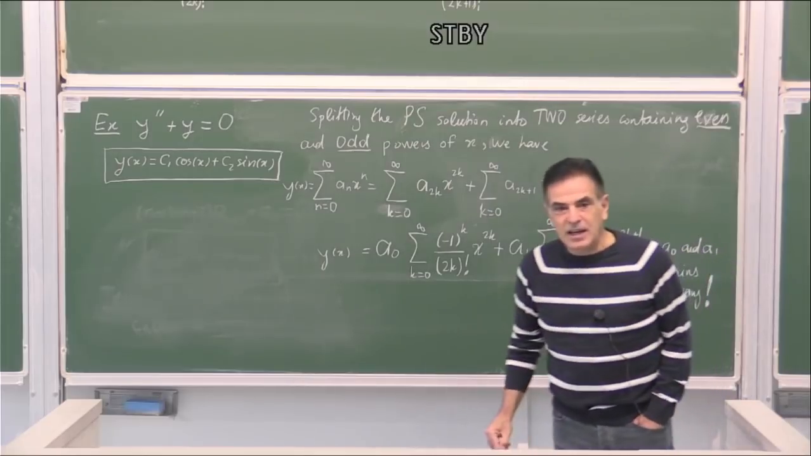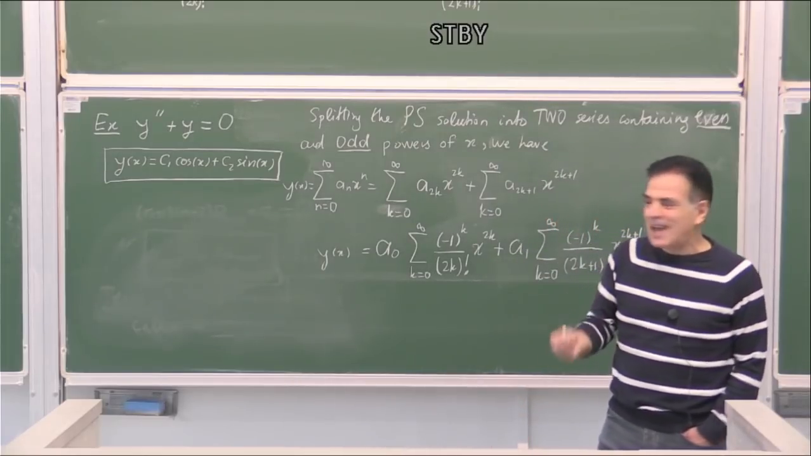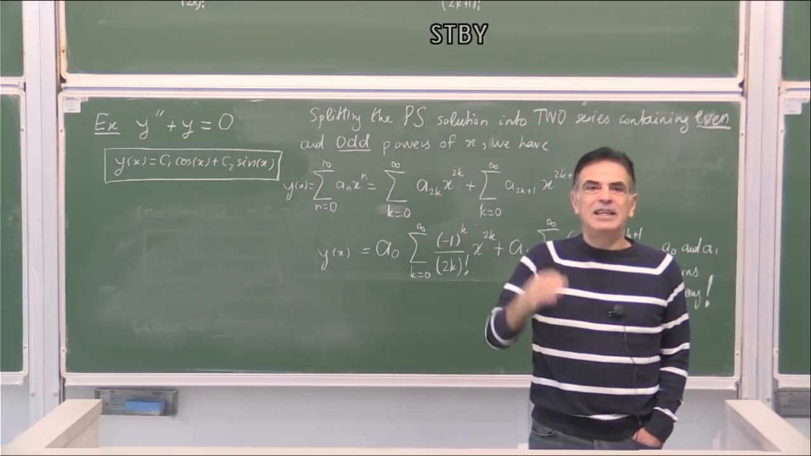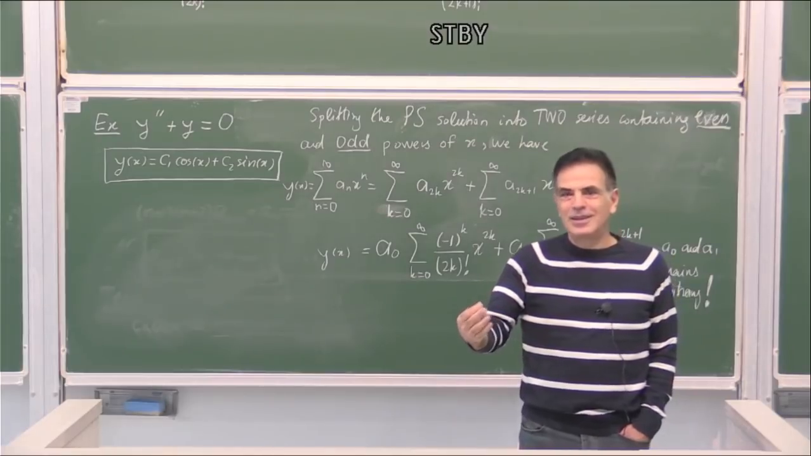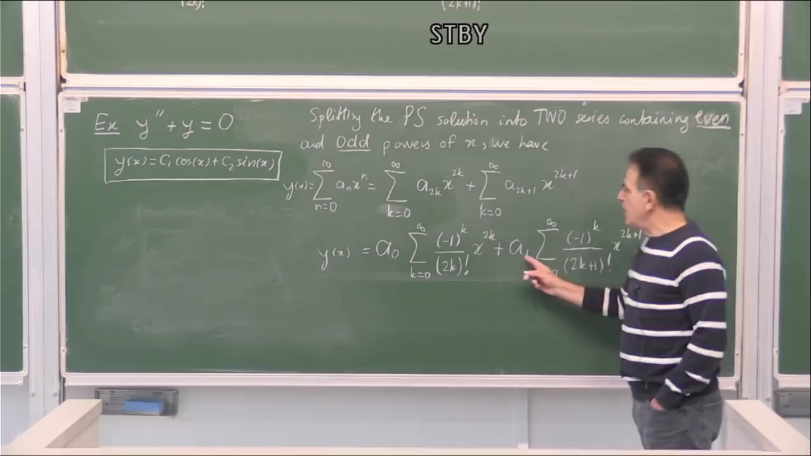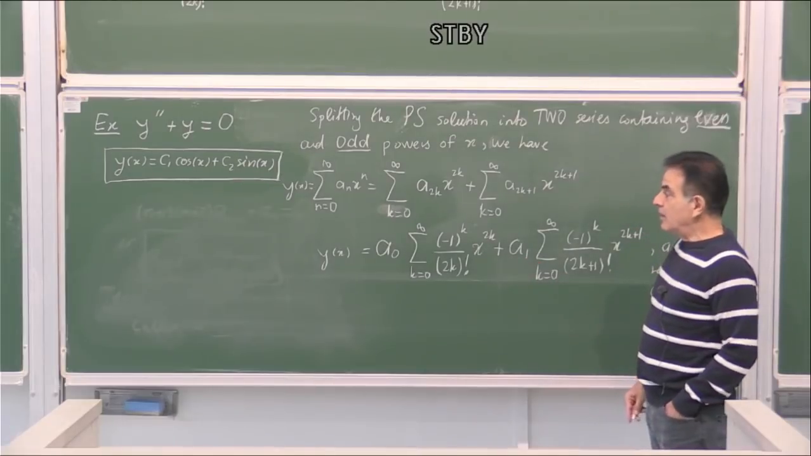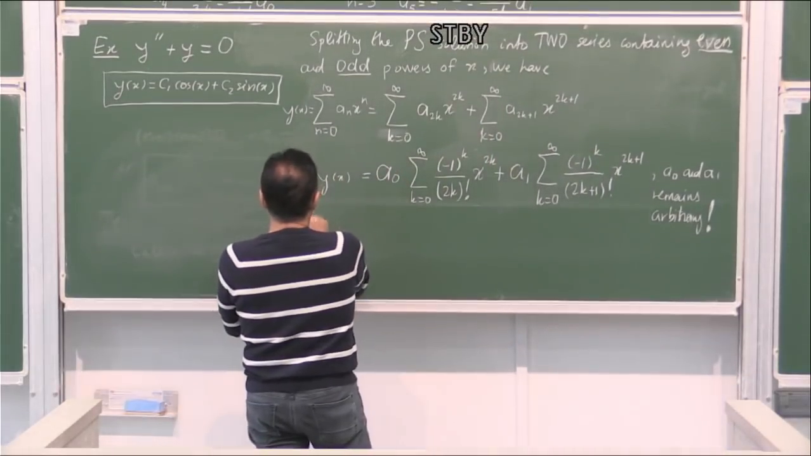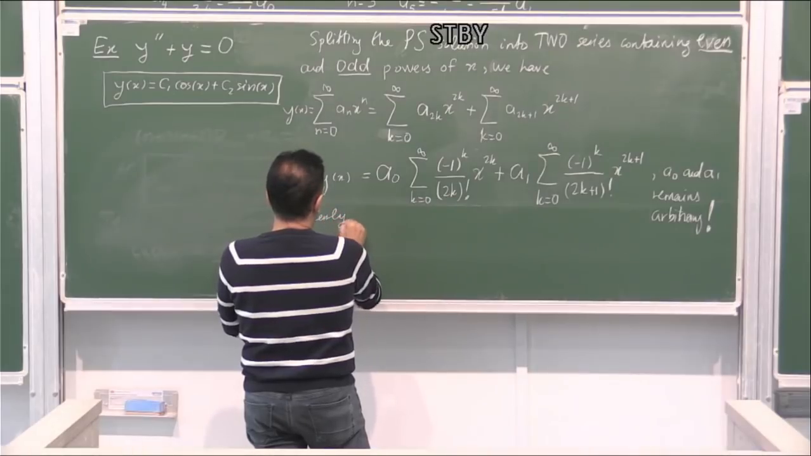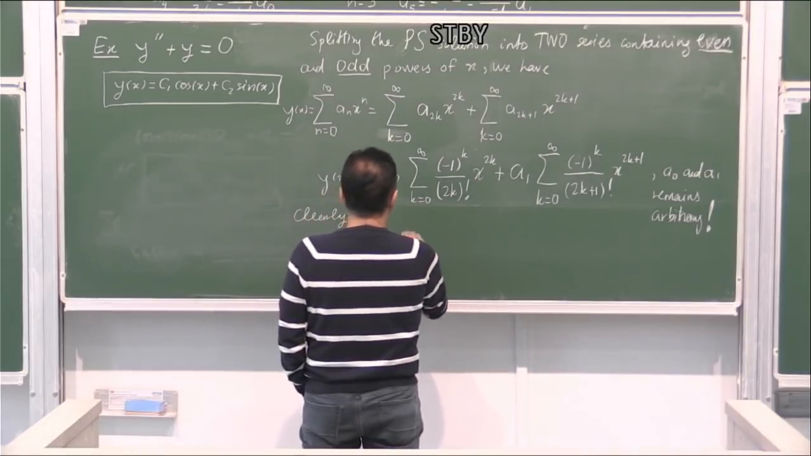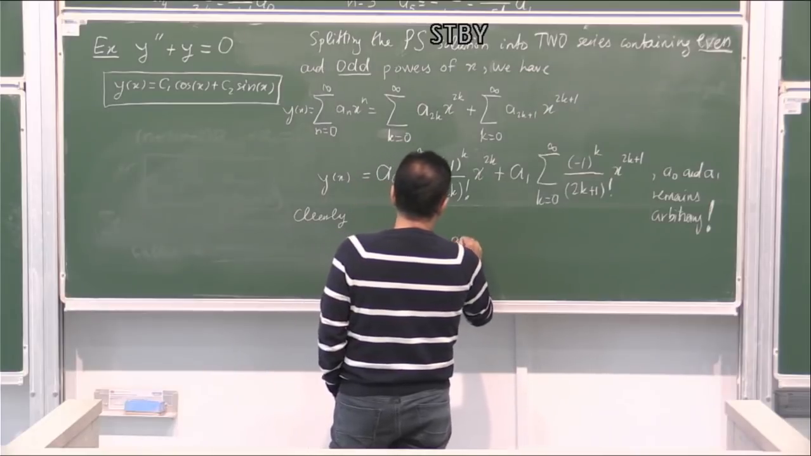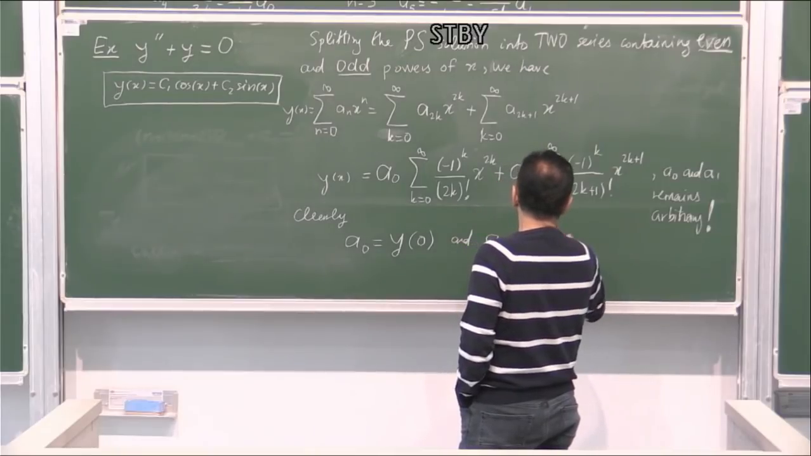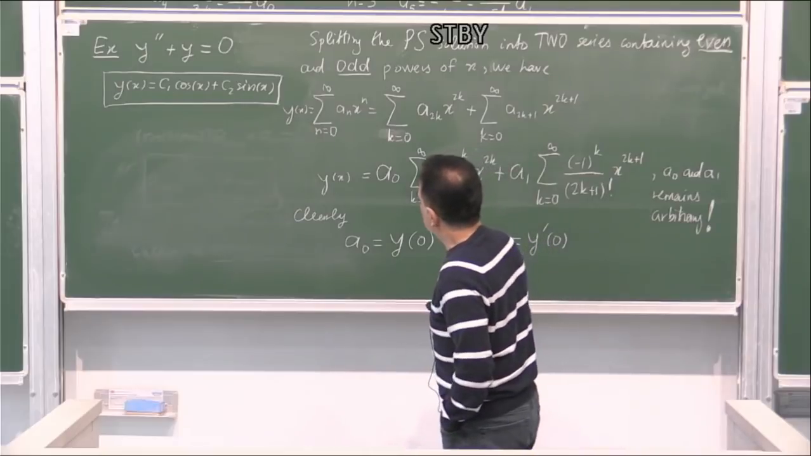Which is in good agreement with the theory, which suggests that such a second order ODE should contain two arbitrary constants in its solution. Good. So in this case, look, a0 and a1 remain arbitrary, and clearly a0 is nothing but y of 0, and a1 is y prime of 0. Good.